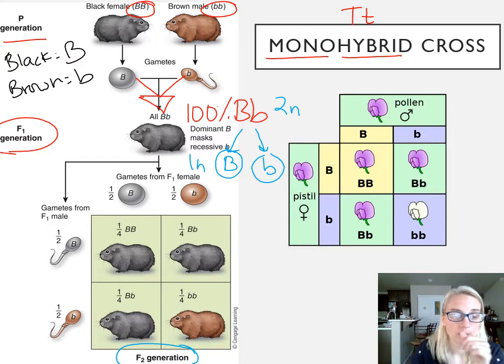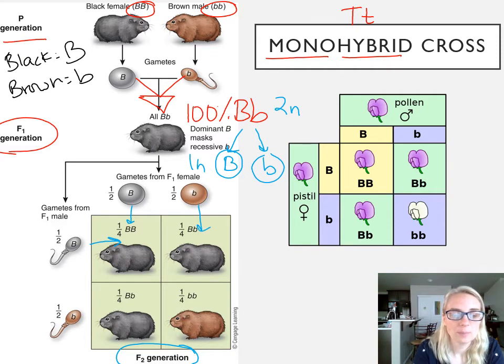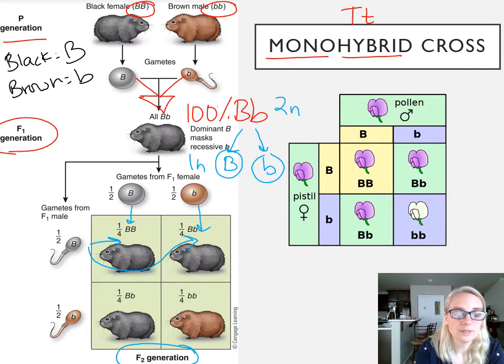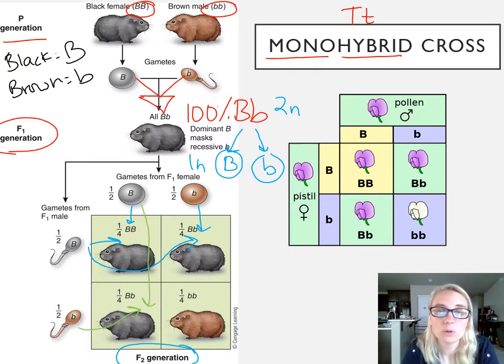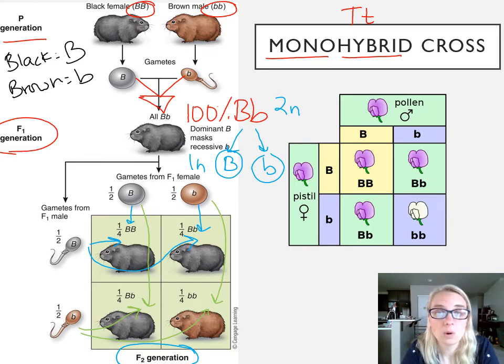So F2 down here at the bottom, we can see in a Punnett square, so these little boxes are called a Punnett square. So if this egg happened to get fertilized by this sperm, you're going to get a big B, big B combination. So the phenotype will be black, the genotype will be homozygous dominant. If this egg happens to be fertilized by this sperm, you will still get a black phenotype, but your genotype will be heterozygous. If this egg happens to be fertilized by this sperm, you will get a black phenotype, but you will have a heterozygous genotype. And if this egg happens to get fertilized with this sperm, you will have a brown guinea pig and you will be homozygous recessive.